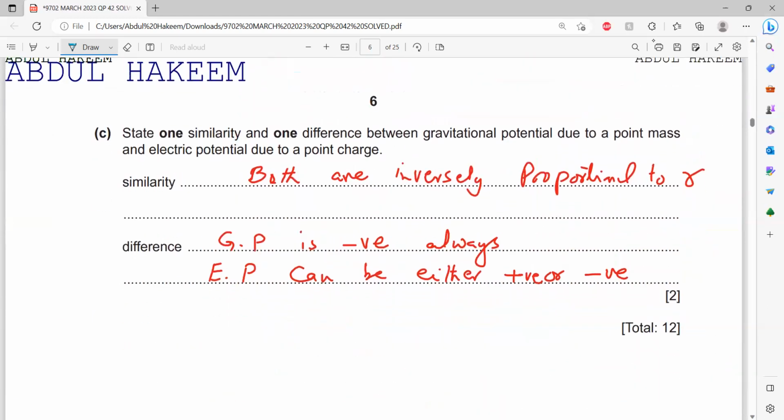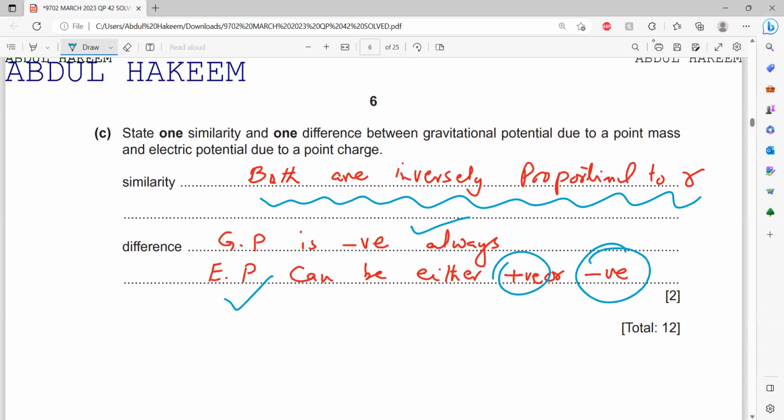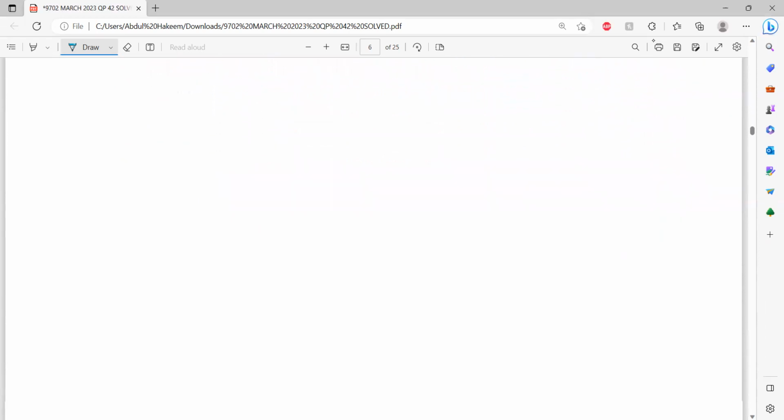Next part is, state one similarity and one difference between the gravitational potential due to a point mass and the electric potential due to a point charge. Similarity: both are inversely proportional to distance. The difference is that gravitational potential is always negative within the field, but electric potential can be either positive or negative, because for a positive charge it is positive and for a negative charge it is negative. So this is the difference.